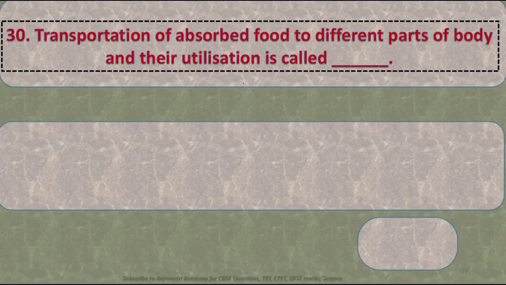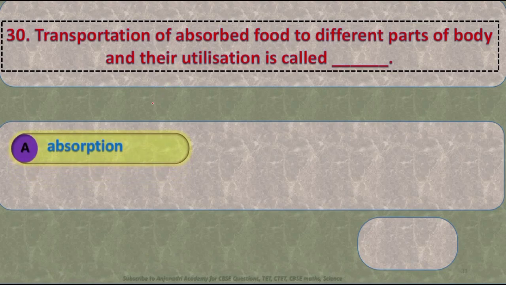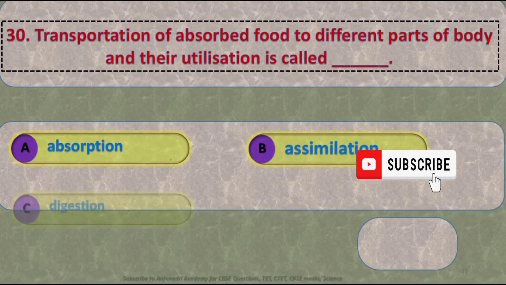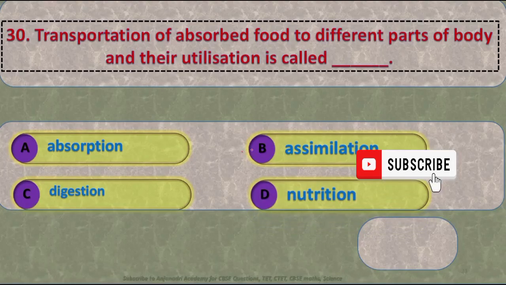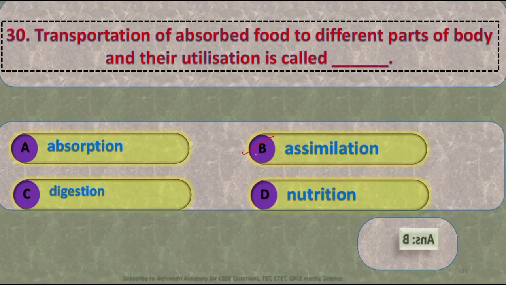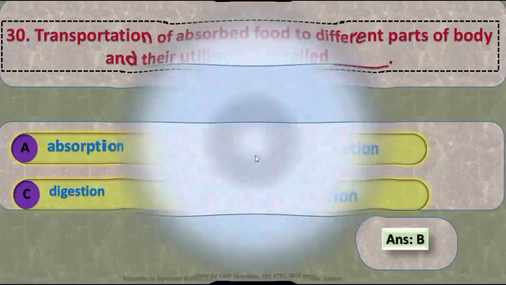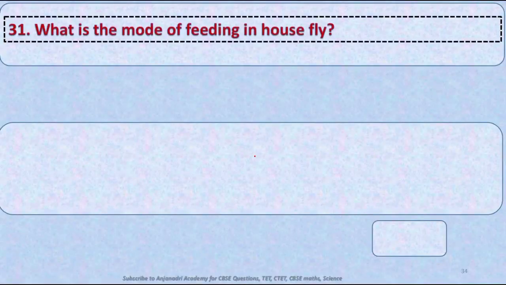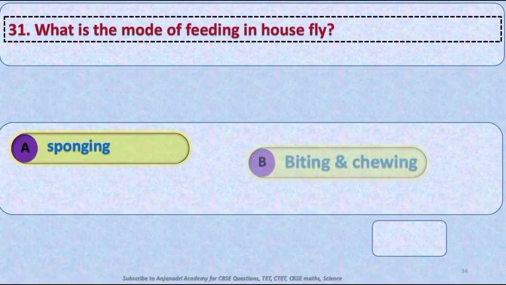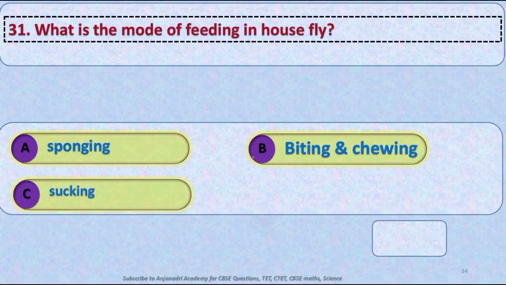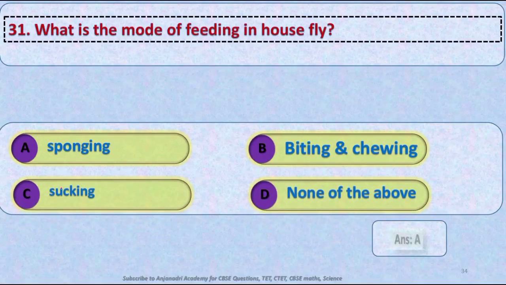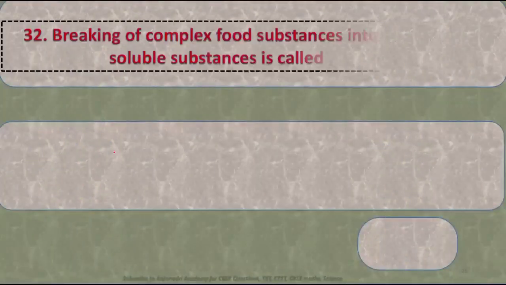Here is the next question. Transportation of absorbed food to different parts of the body and their utilization is called assimilation. Option B is the correct answer. Assimilation is the term given to it. Here is the next question. What is the mode of feeding in housefly? Sponging, biting and chewing, sucking, none of the above. Answer A is the correct answer. Sponging is the mode of feeding in housefly.